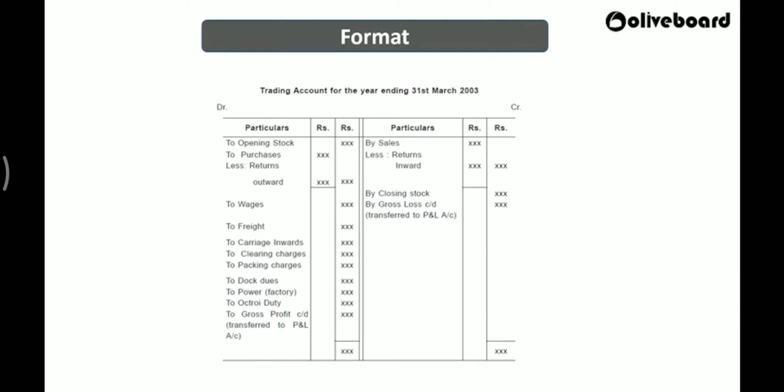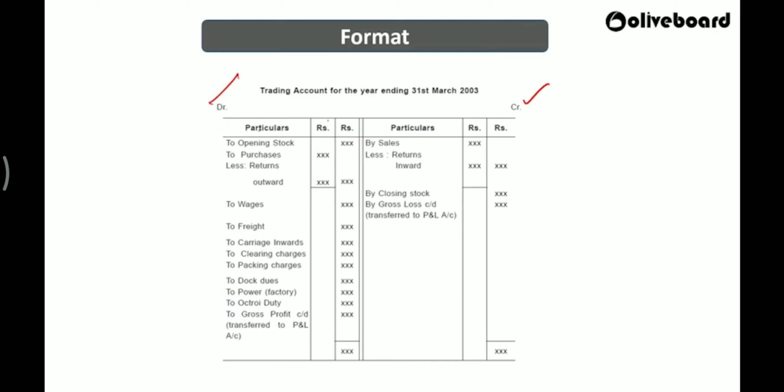So always we use the words trading account for the year ending 31st March 2003, or whatever that year is. See here, on the debit side, again it is a T format. We call this the T format, and our left hand side will always be debit and right hand side will always be our credit side. All right. So left hand side will always be what? Debit. Right hand side will be credit.